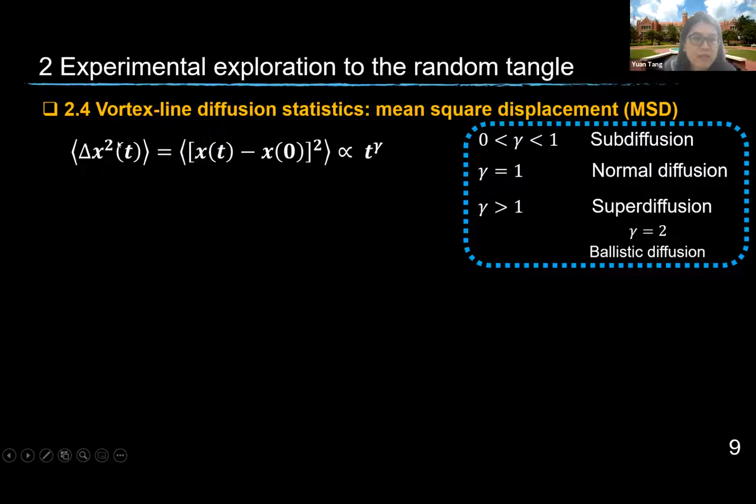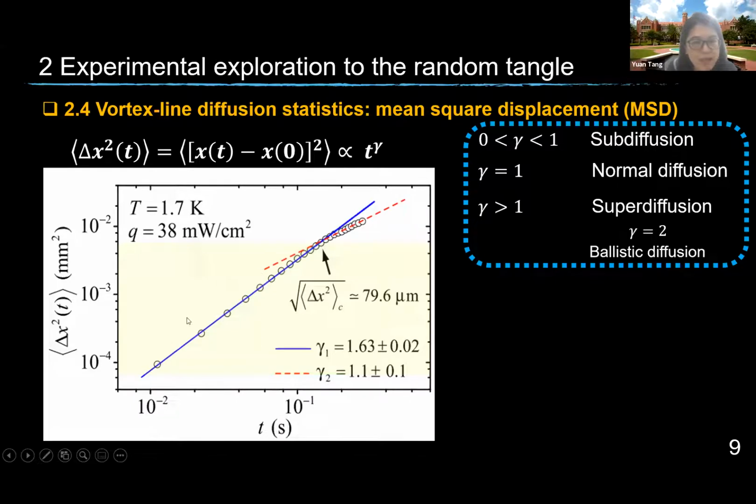If we consider the mean square displacement for the G1 particles, it will increase with time, which gives us t to the power of gamma. There are different diffusion regions. The diffusion is called subdiffusion if gamma is less than 1, normal diffusion if gamma equals 1, superdiffusion if gamma is greater than 1, and specifically, if gamma equals 2, the superdiffusion will also be called ballistic diffusion.